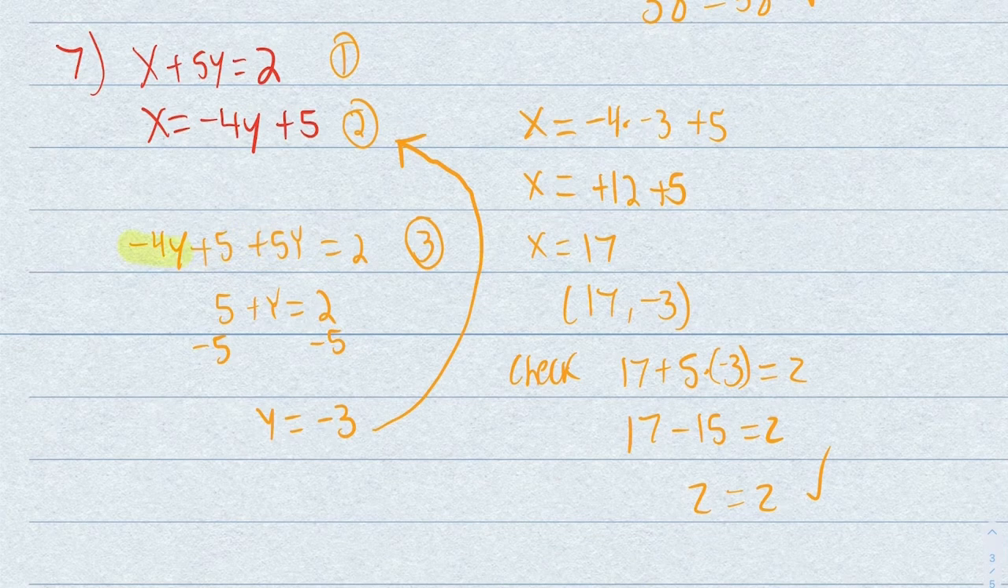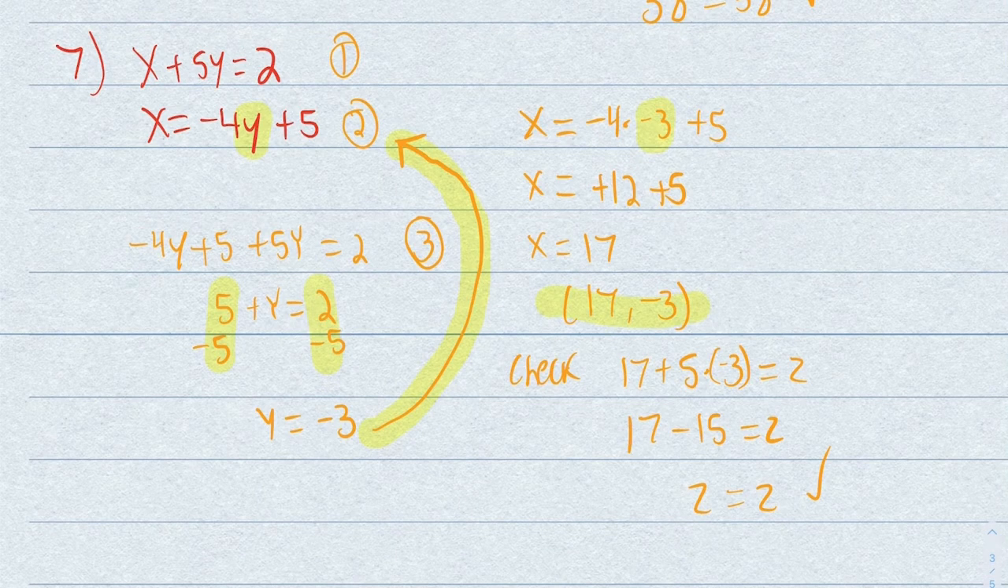Then I combined the negative 4y with the positive 5y. That left you with 1 positive y. Then you should subtract the 5 from the left and from the right. That leaves you with y equals negative 3. Then you substitute negative 3 in for y, and that's how I had negative 4 times negative 3 plus 5. Negative 4 times negative 3 is 12, plus 5 makes 17. And that's my solution, 17 comma negative 3.